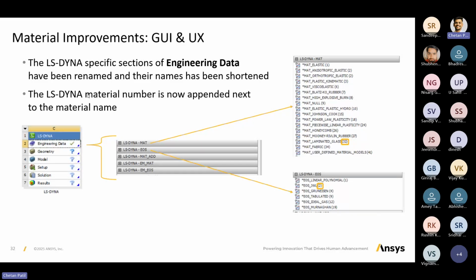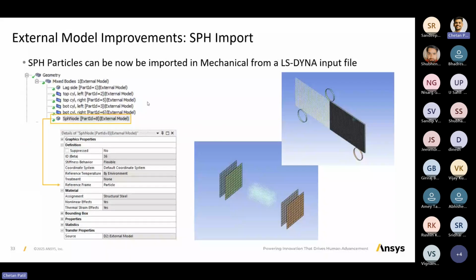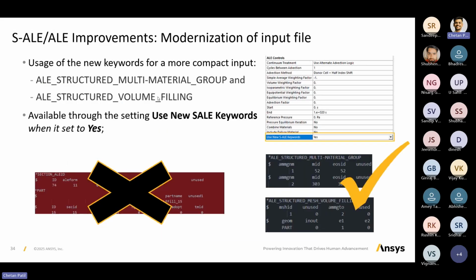Then coming to the LS-DYNA part, there is a material improvement that has been done with respect to the material properties. The materials have been shortened with respect to their names and listed with respect to their numbers. The material number has been added in front of them, so you can make use of the material with respect to the numbers mentioned in front of them. Now LS-DYNA also allows you to make use of the import option. So you can import external models from the ANSYS LS-DYNA input file to ANSYS Mechanical to simulate ANSYS explicit dynamic simulations.